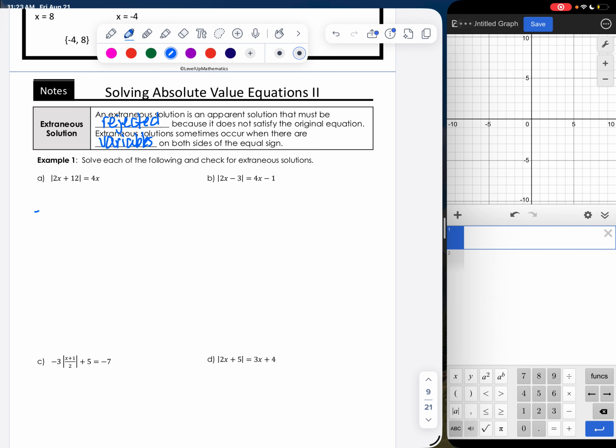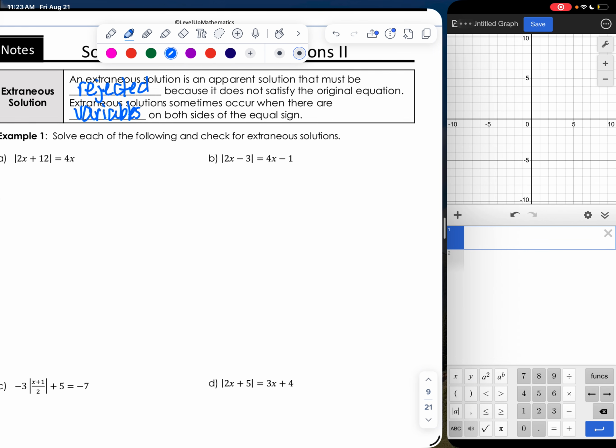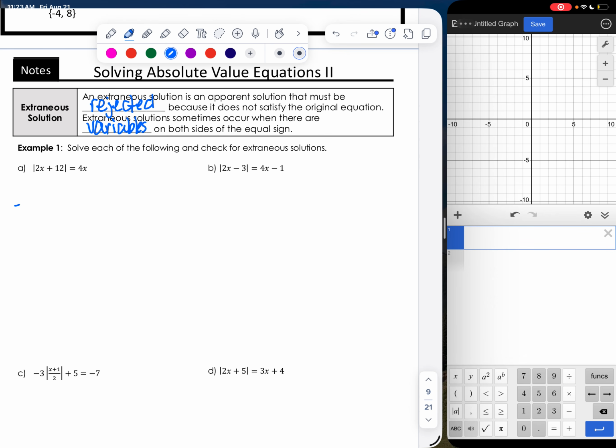So let's solve a couple of examples and I'll show you how to check to see if a solution is extraneous or not. Now I'll be using the Desmos calculator. You can use any calculator you have, just so long as you know how to get to the absolute value function on your calculator. All right, let's start with example 1. Solve each of the following and check for extraneous solutions.